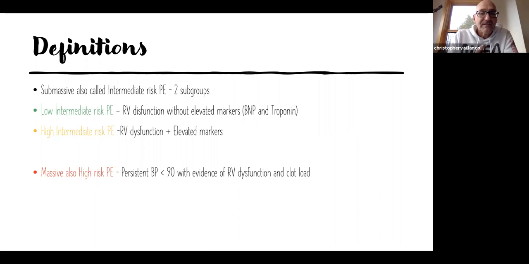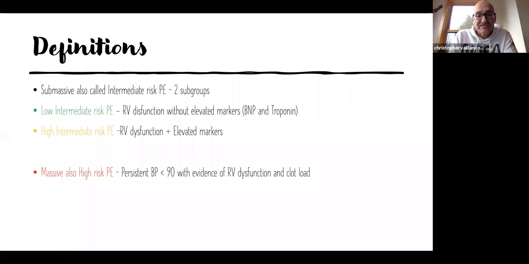And I really like the new breakdown of intermediate risk patients. I know this is a lot of risk stuff. It's low intermediate risk, which is RV dysfunction without any bump up in any markers, i.e. BNP or trop, or high intermediate risk, RV dysfunction with elevated markers. And the reason being, again, is that obviously the high intermediate risk carries a much higher rate of mortality.